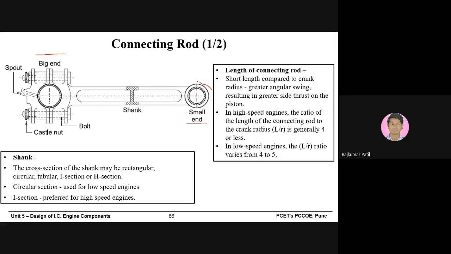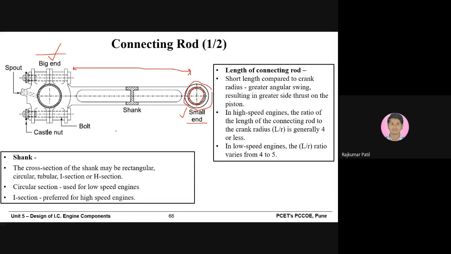The small end is also called the eye, and inside it you can see a bush. A bush is placed inside the small end opening so that when it wears out, it can be easily replaced with a new one. The second important part of the connecting rod is the shank, which has a considerable length and connects the small end and big end of the connecting rod.